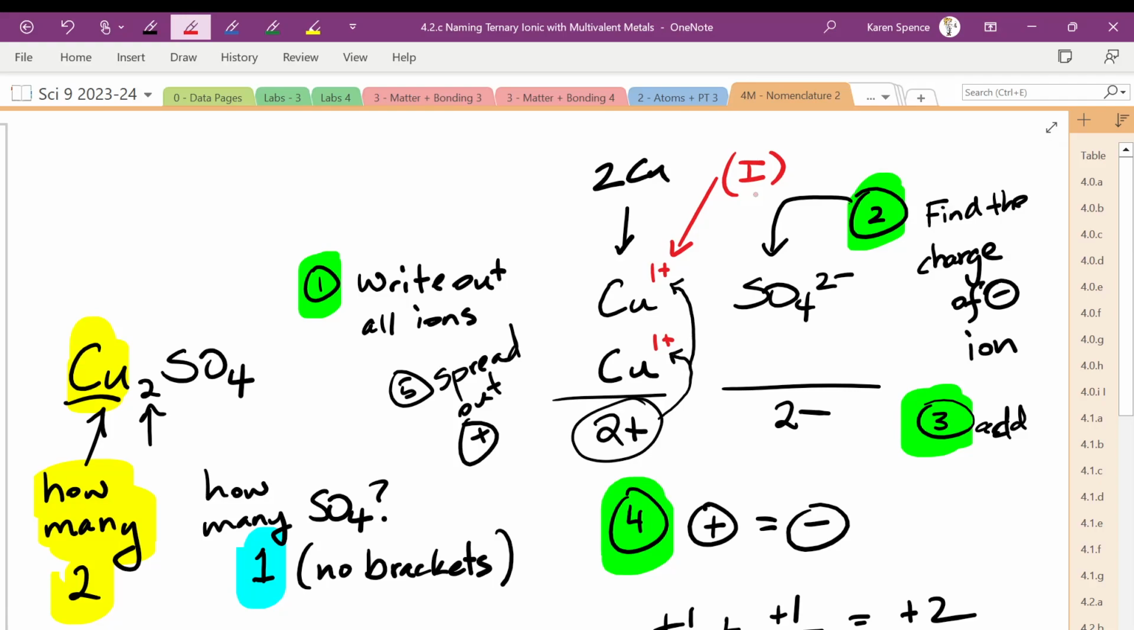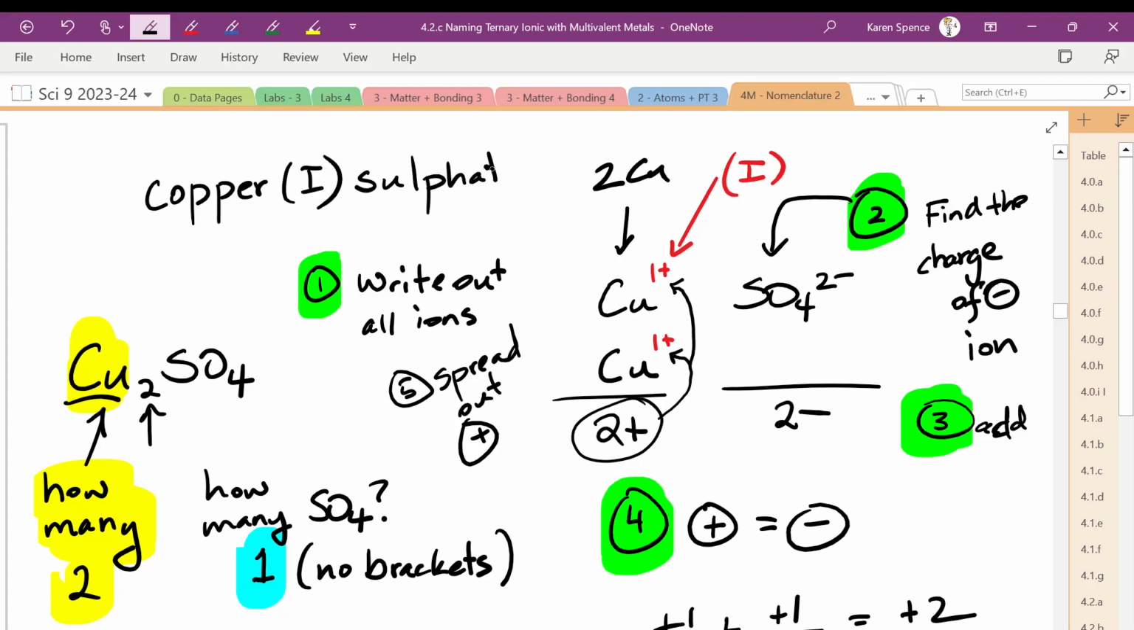So we could now name this copper 1 sulfate. Okay.